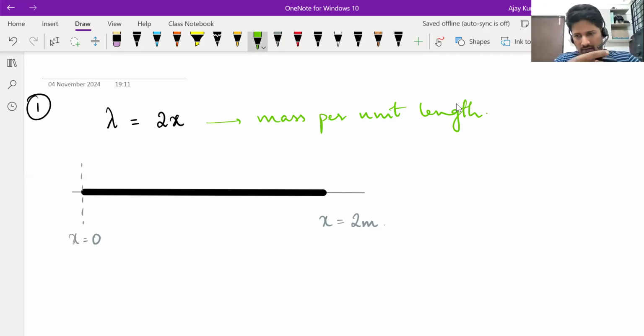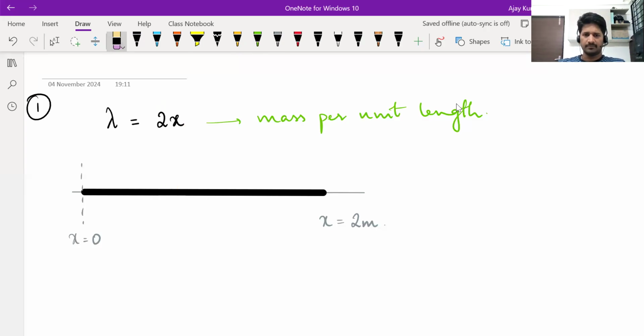Now, the rod is placed along the x-axis. Different particles of the rod have different x coordinates. Based on the x coordinate of the particle that you select, its mass density will change. Means the density of particles is different from position to position. The density of particles varies from position to position. That is what this means.